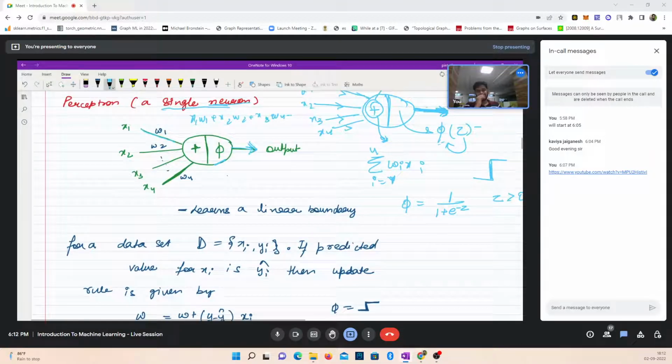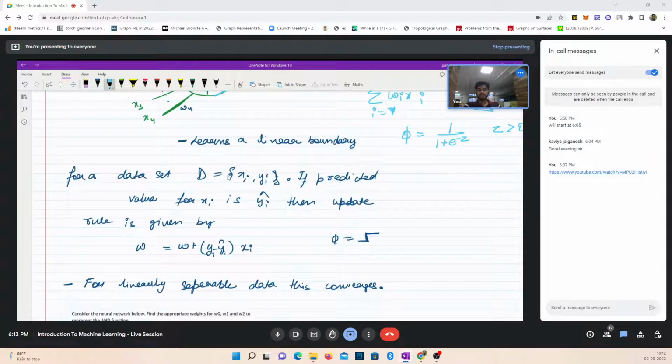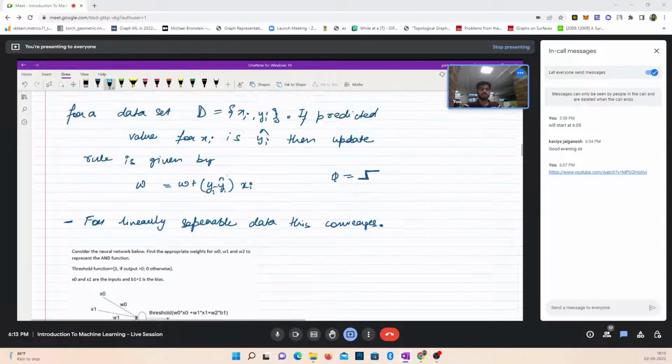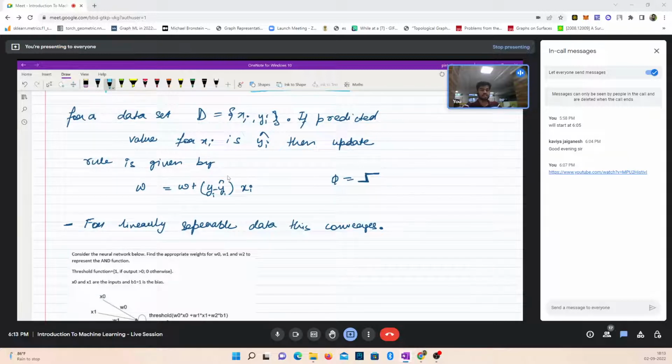Now, if you have a single perceptron or a single neuron, it always learns a linear boundary. If you look at this summation expression, this is always a linear boundary that you would be able to learn out of it. Okay, this is one thing. Another is, let's say you have some classification task.